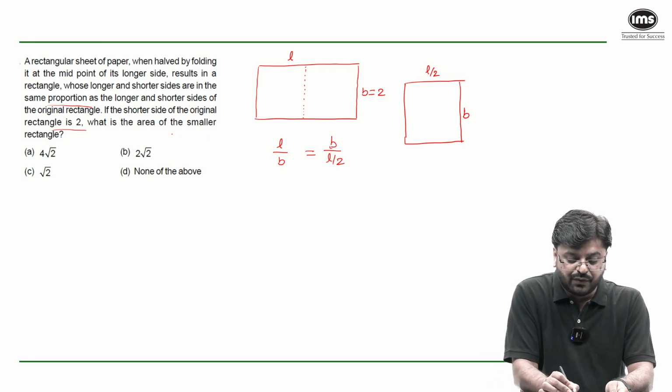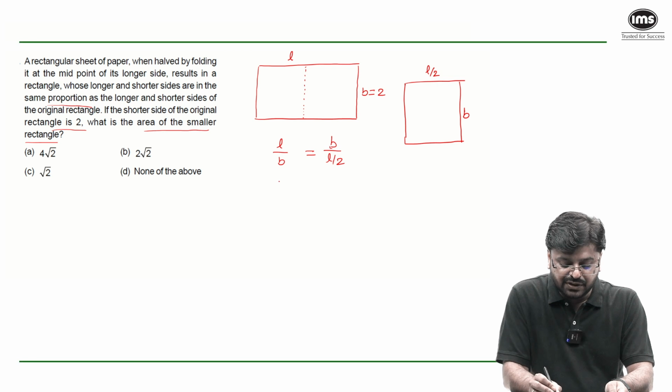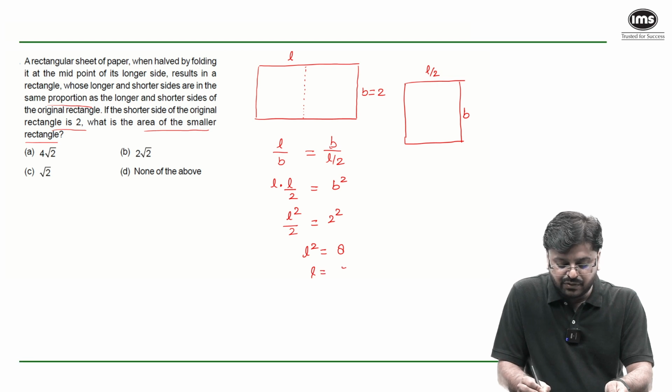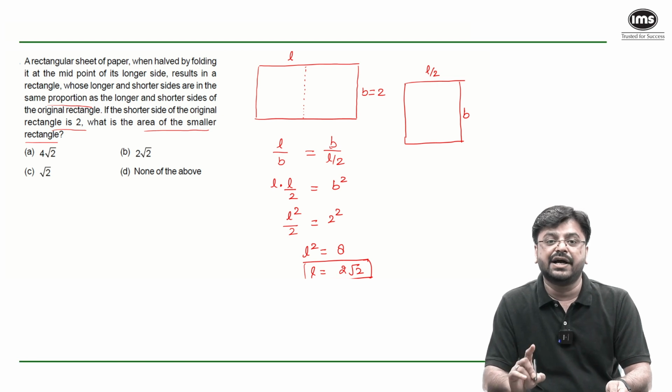If the shorter side of the rectangle is 2, if B equal to 2, then what is the area of the smaller rectangle? So let's place the value. It is L into L by 2 is equal to B square. B square is 4, B equal to 2. So L square by 2 equals 2 square, or L square is actually 8. So this gives me L equal to 2 root 2. Remember, this is the value of L and not L by 2.